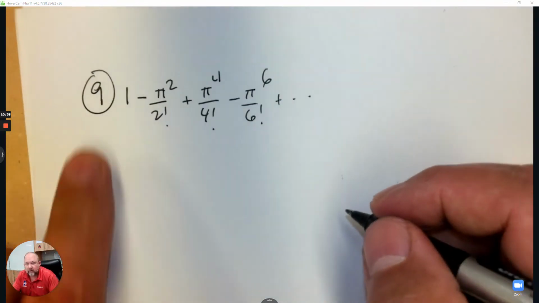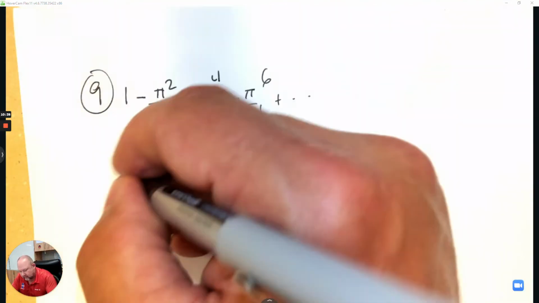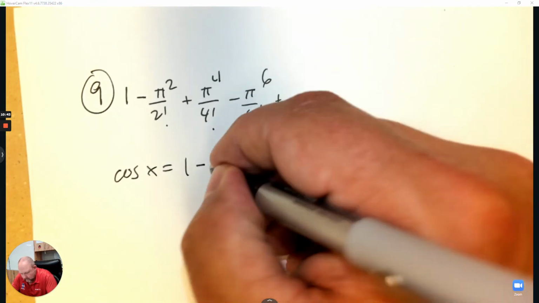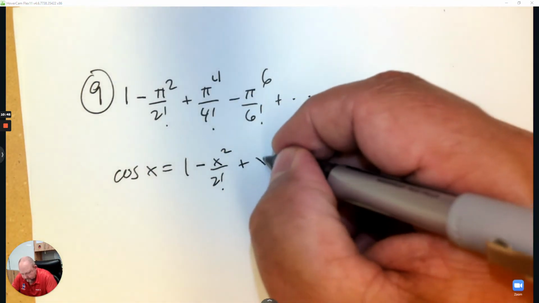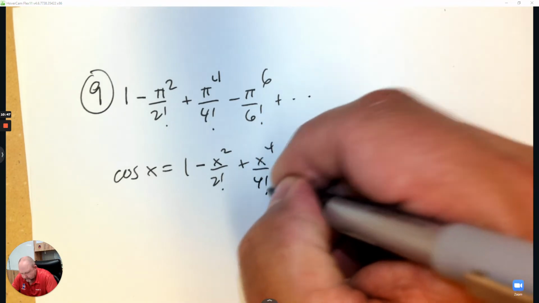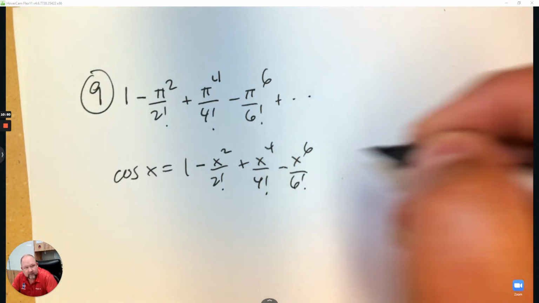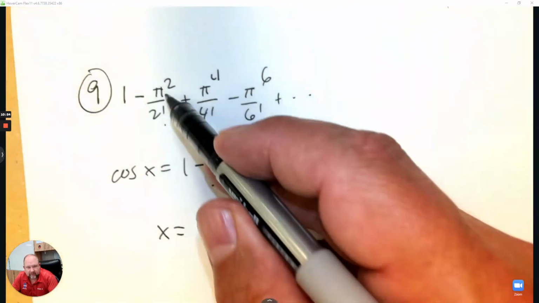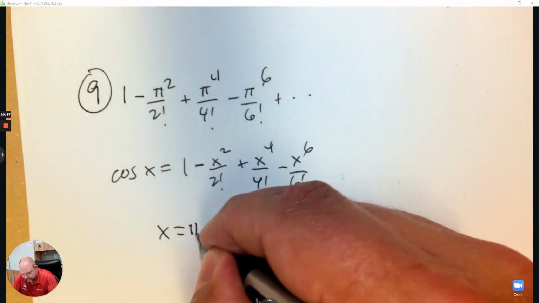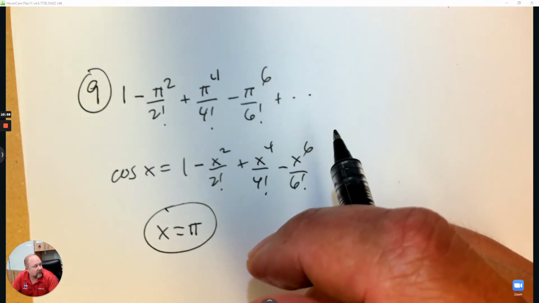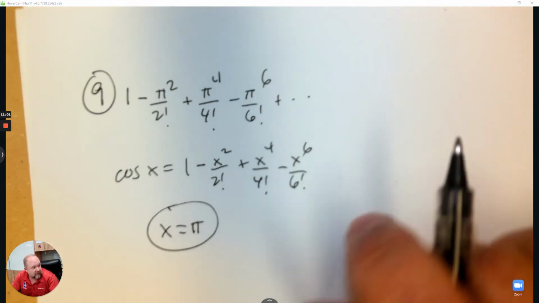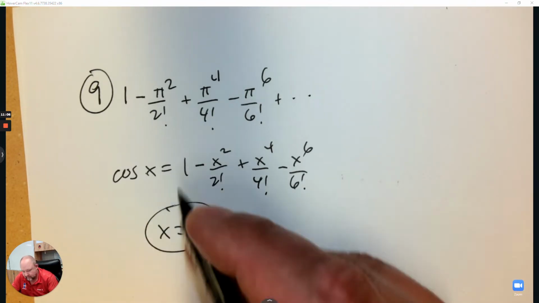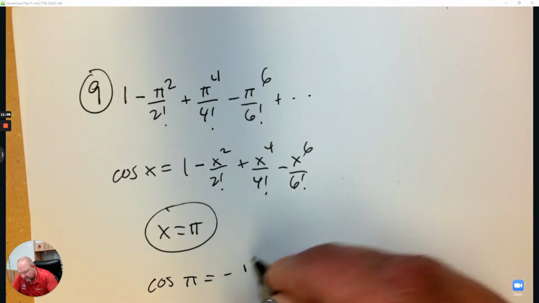So first of all, which one does this look like in this form? And it looks like cosine. And therefore, what does x equal? If you follow this pattern, you can see that x equals pi. Done. And if x equals pi, then cosine pi is equal to -1.